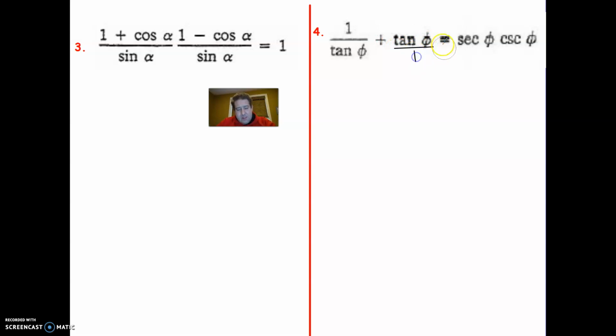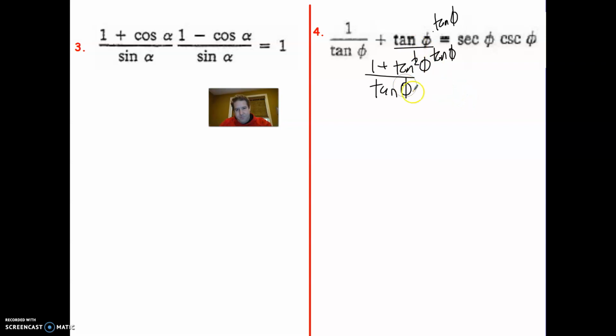So keep in mind that this is basically the same thing as over 1. I want to turn the left side into the right side. First of all, let me get that out of the way. I'm going to multiply both of these by tangent of phi. So that's going to give me 1 over tangent of phi plus tangent of phi squared over tangent of phi. So now they have the same denominator, so they're both over tangent of phi, and 1 plus tangent squared of phi.